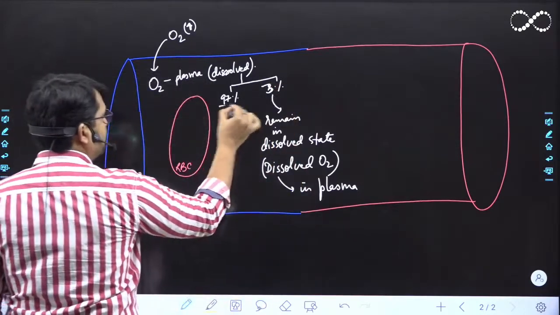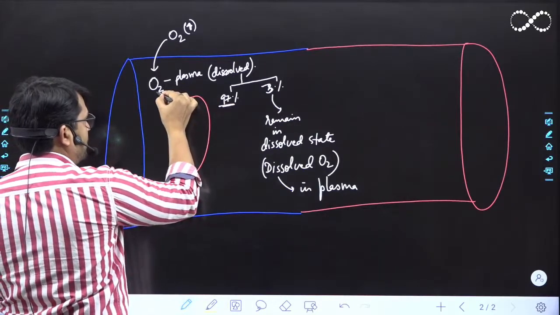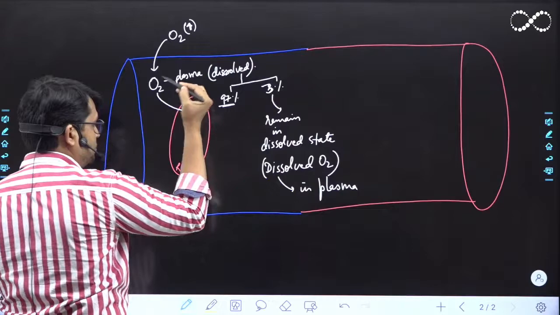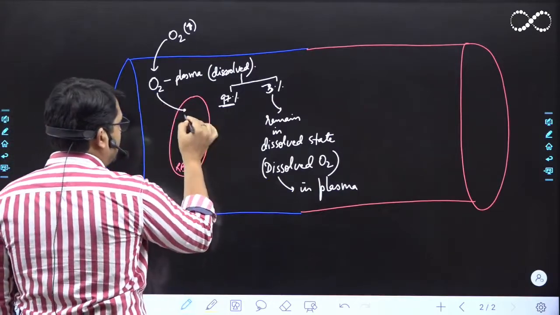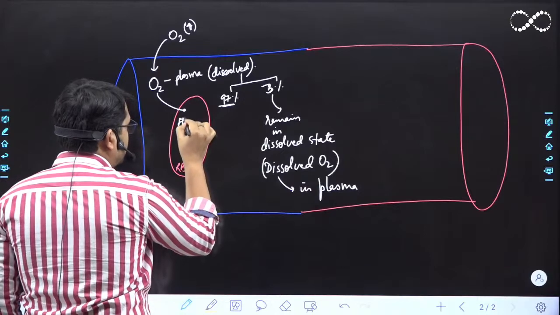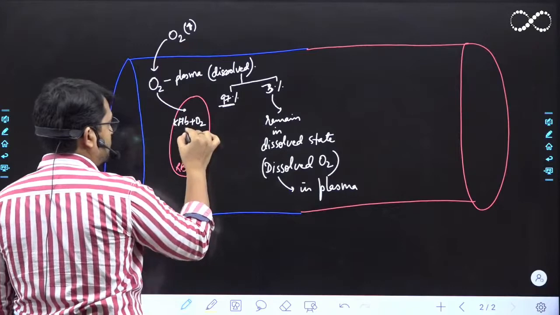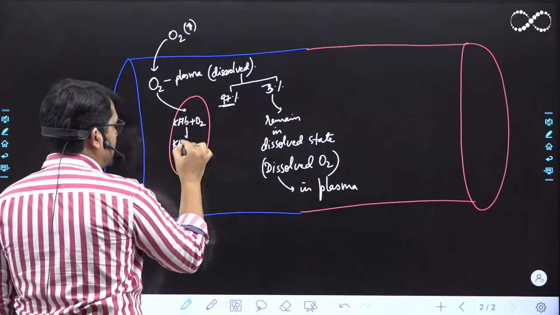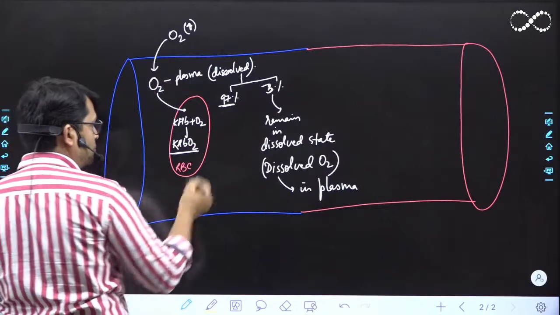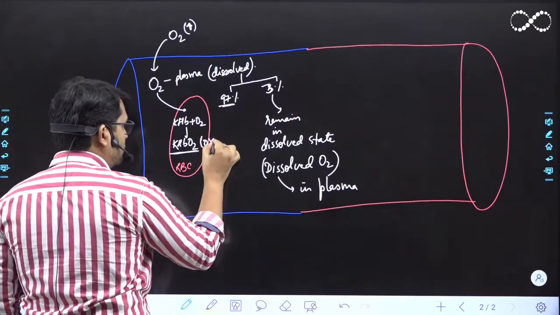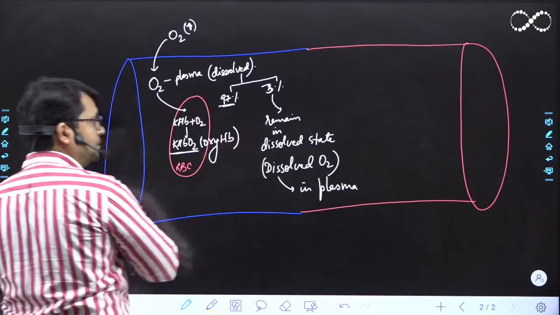What about the 97%? The 97% of this oxygen, dissolved oxygen, will enter into the RBC, okay? And in the RBC, now it is going to combine with the hemoglobin, actually potassium hemoglobin, to form KHBO2, okay? And this KHBO2 is called oxyhemoglobin. Okay, जहाँ पे भी HB लिखूँ, it is hemoglobin.